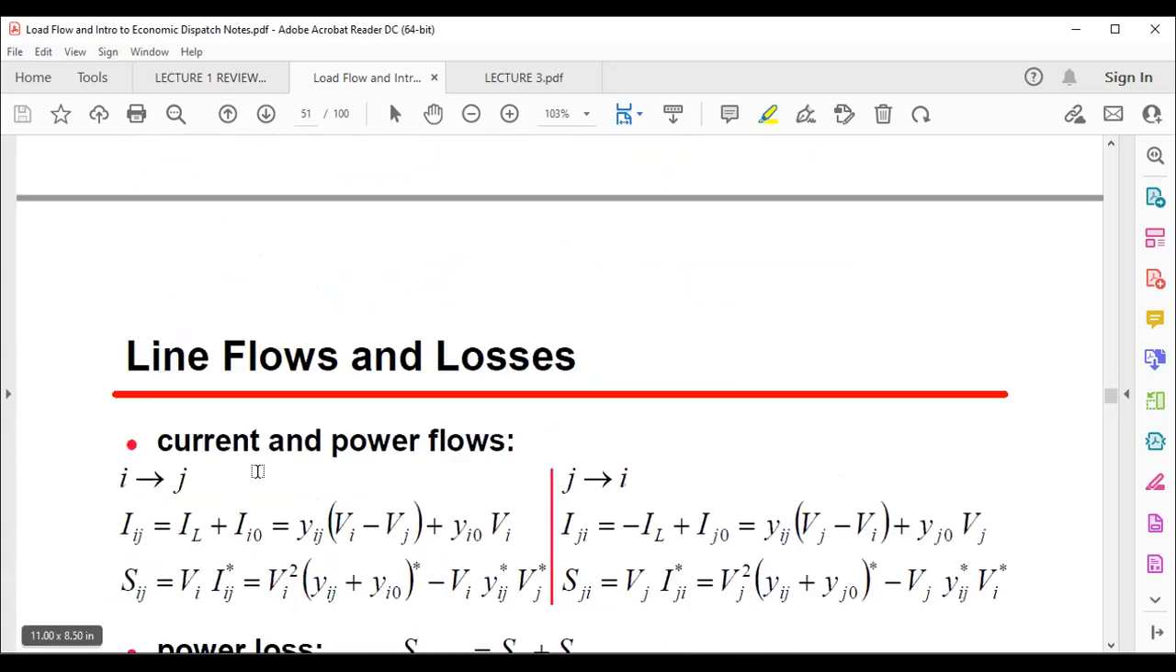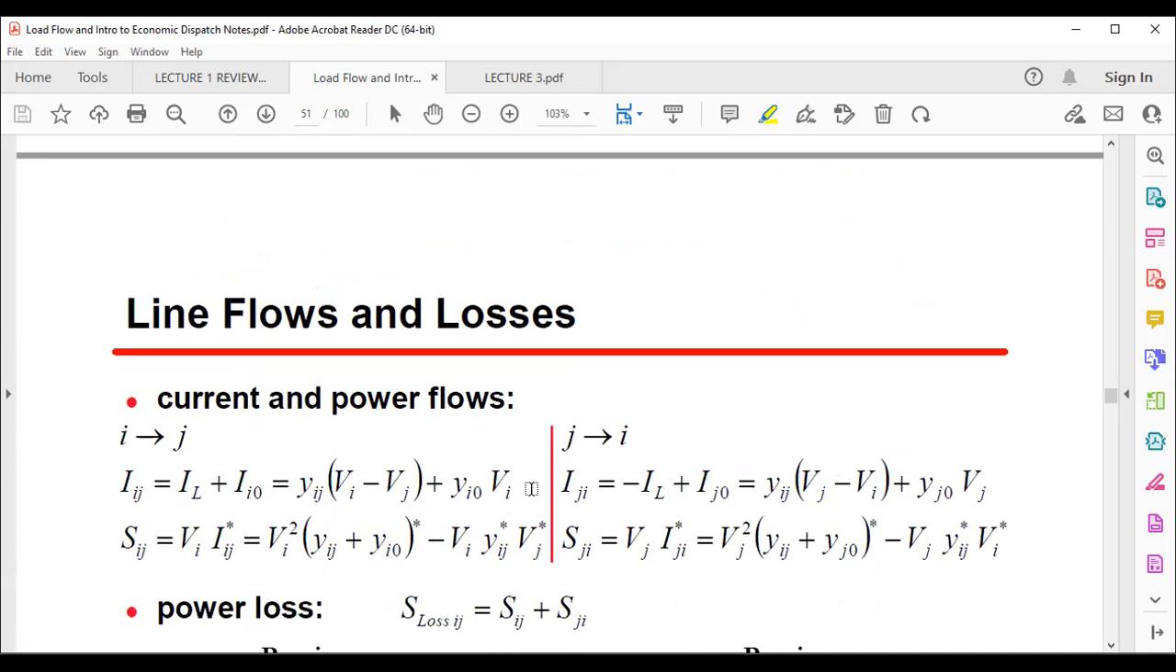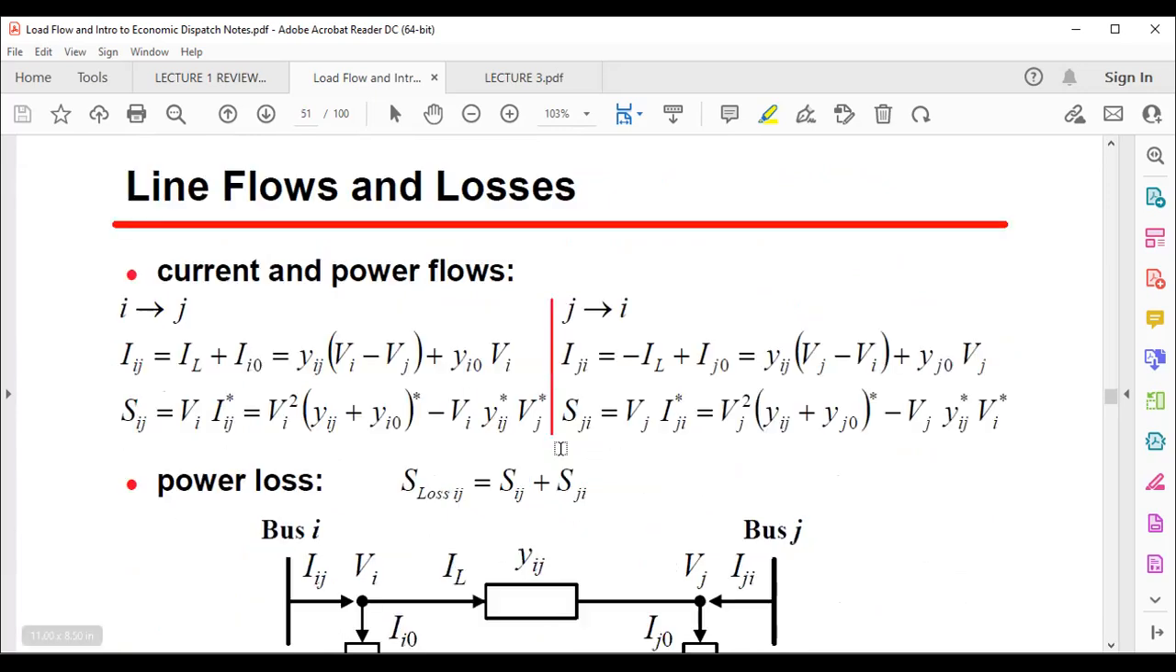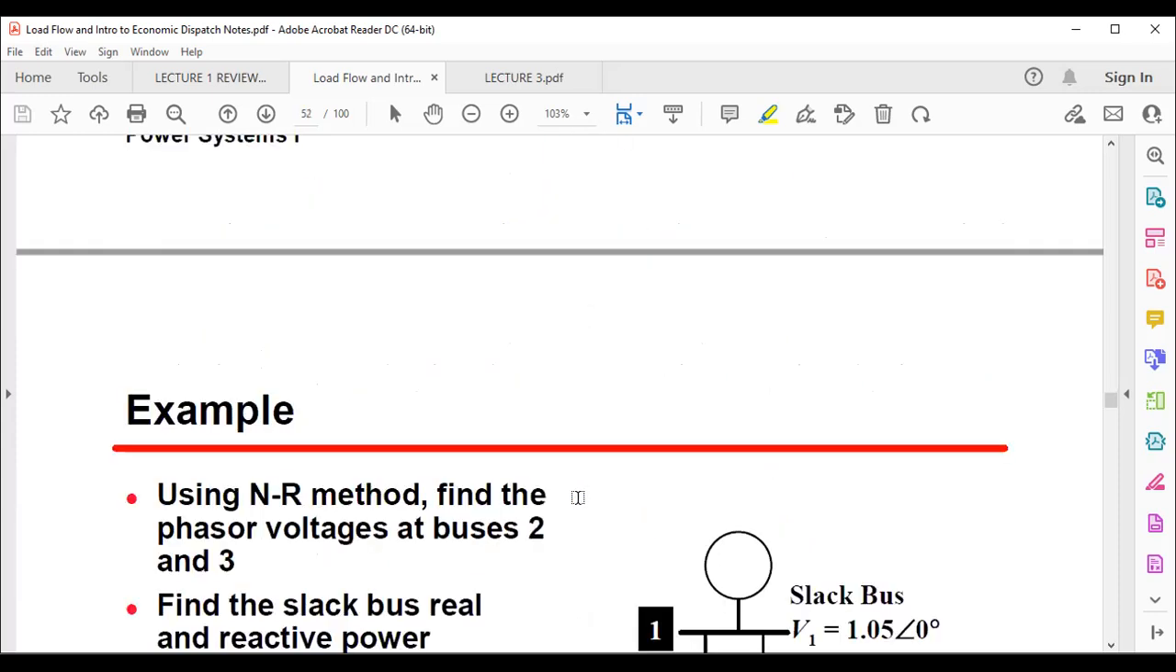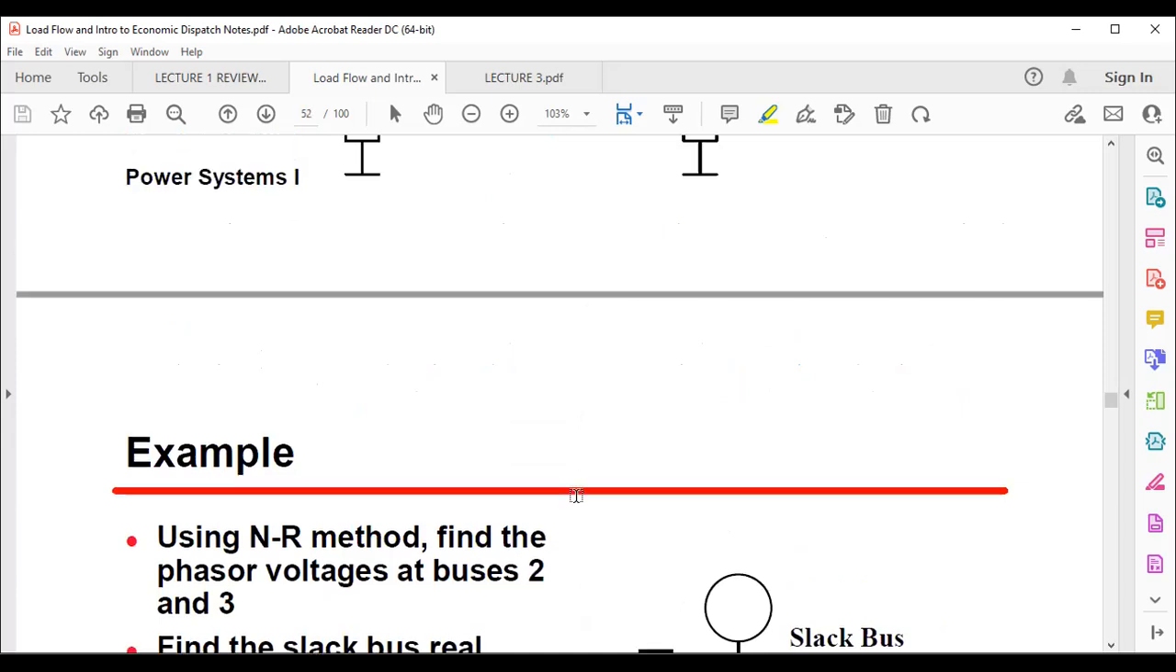Because we know the current is the one that dictates the power, based on the current equation we can derive the power equations for each line. So power flowing from I to J and J to I. Once we know that, the power loss will be the difference, or the algebraic sum, of Sij plus Sji. And that is repeated for all the lines.